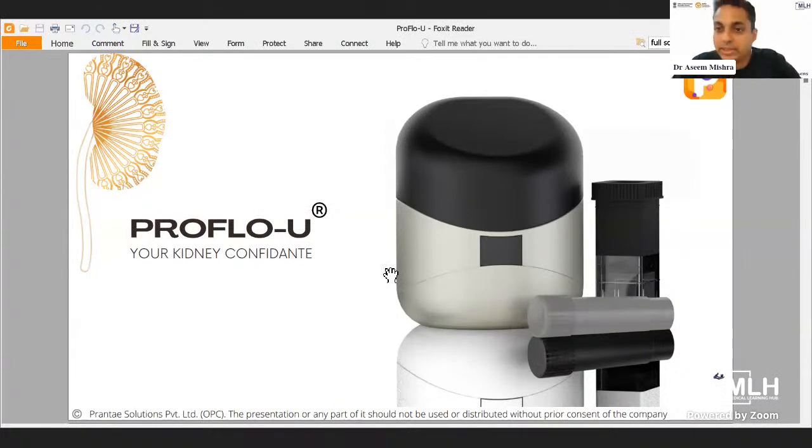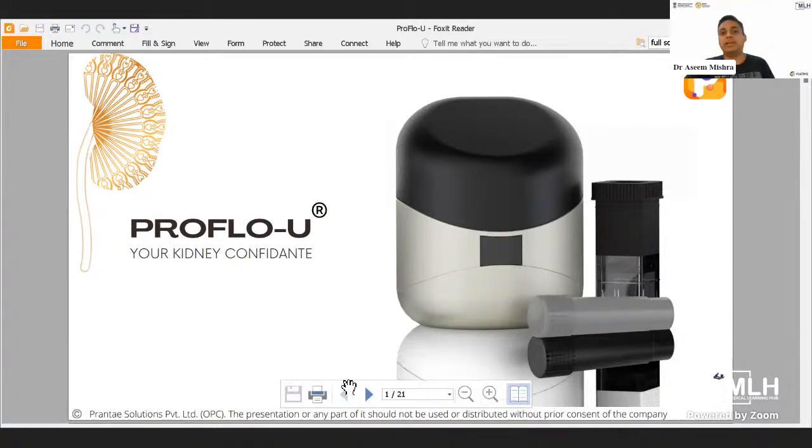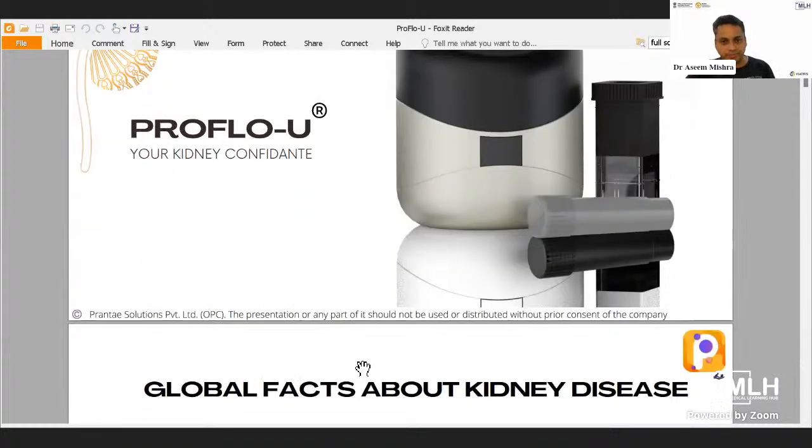Good evening, everybody. Thanks for giving this opportunity to present what we have been doing for the last couple of years. As Prantesh Solutions, we are focusing on developing novel sensing technologies that can address the unmet needs of the IVD and diagnostic industry. So this is one of the products that I would like to showcase today. We call it ProFlowU, and it's probably the only device in the market that allows you to measure your renal health status at point of care or as a self-health monitoring technology.